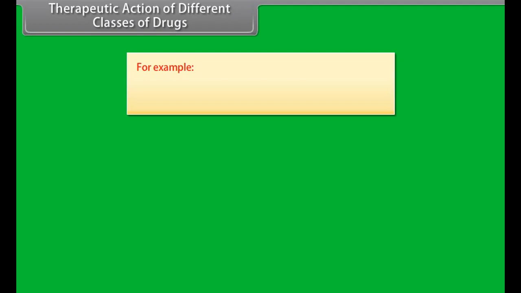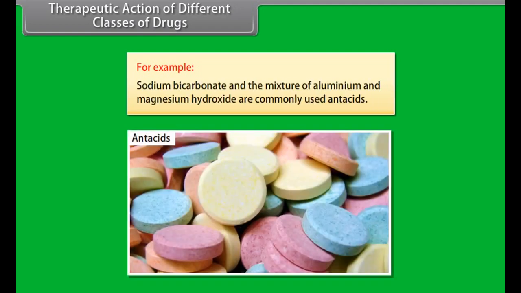For example, sodium bicarbonate and the mixture of aluminium and magnesium hydroxide are commonly used antacids.